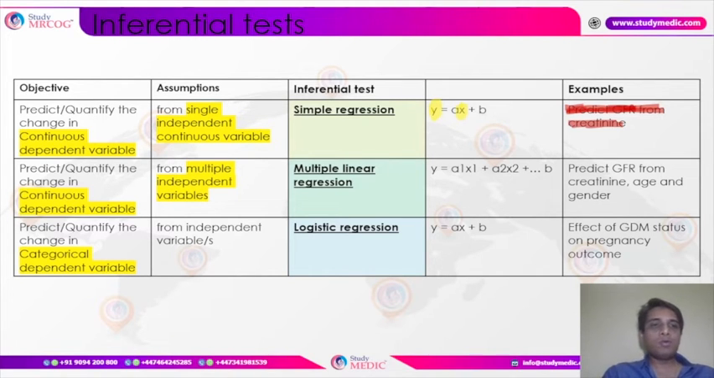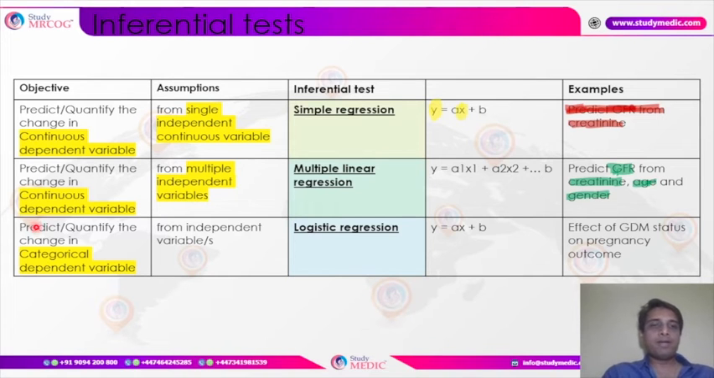Now, if you want to predict or quantify change in a continuous dependent variable again, but from multiple independent variables, we use multiple linear regression. For example, predict the GFR from multiple independent variables like creatinine, age, gender, etc.